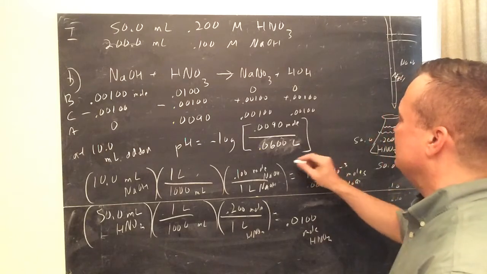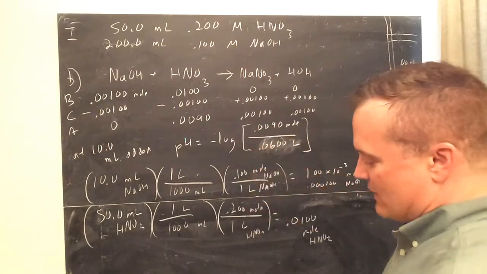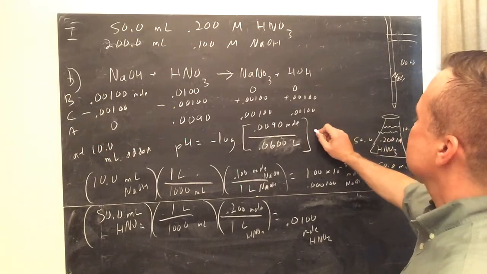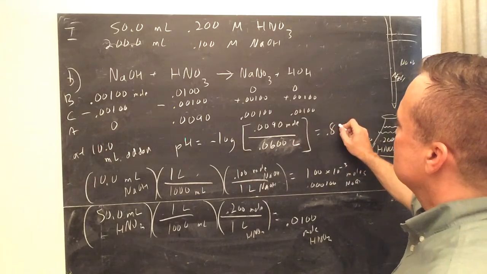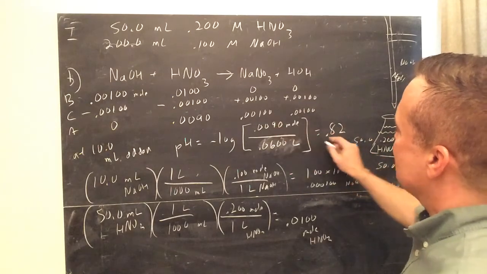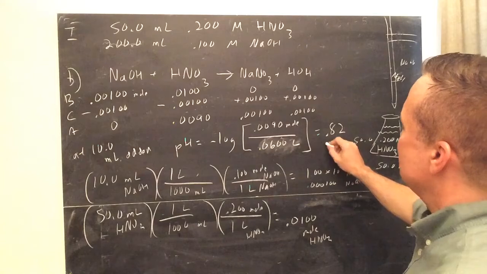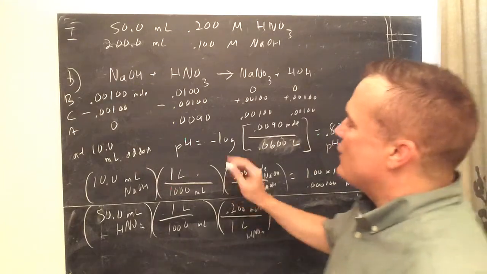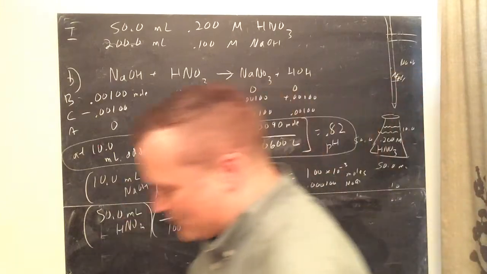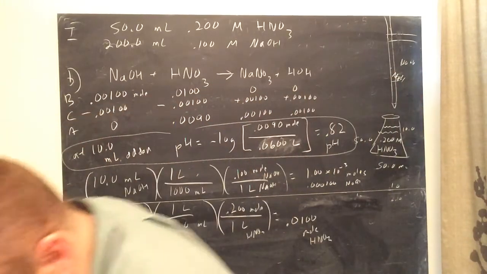is 0.15. All this is 0.15. So the negative log of 0.15 is 0.82. So the answer is 0.82 for your pH. I guess that's 2 sig figs on that part. So 0.82 pH. All right, so we did all this work just to find out that at 10 milliliters it is 0.82. So what does that mean?